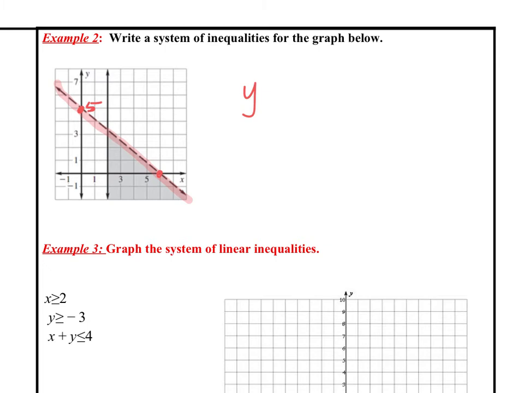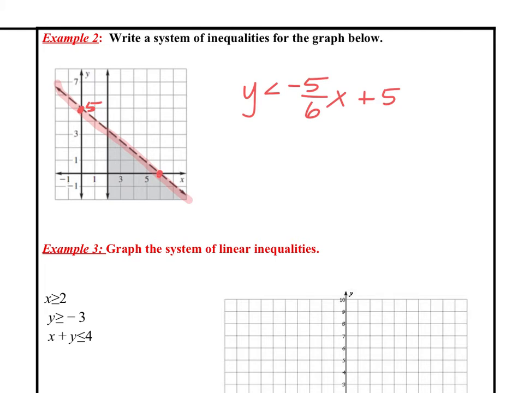It has been shaded below, you can see, because the overlap is in this section. So less than, it has to be less than because it's dashed. Negative 5, 6 would be my slope because of this triangle here. Goes down 5 over 6. You can look at those 2 points. x, and then plus my y-intercept is 5.